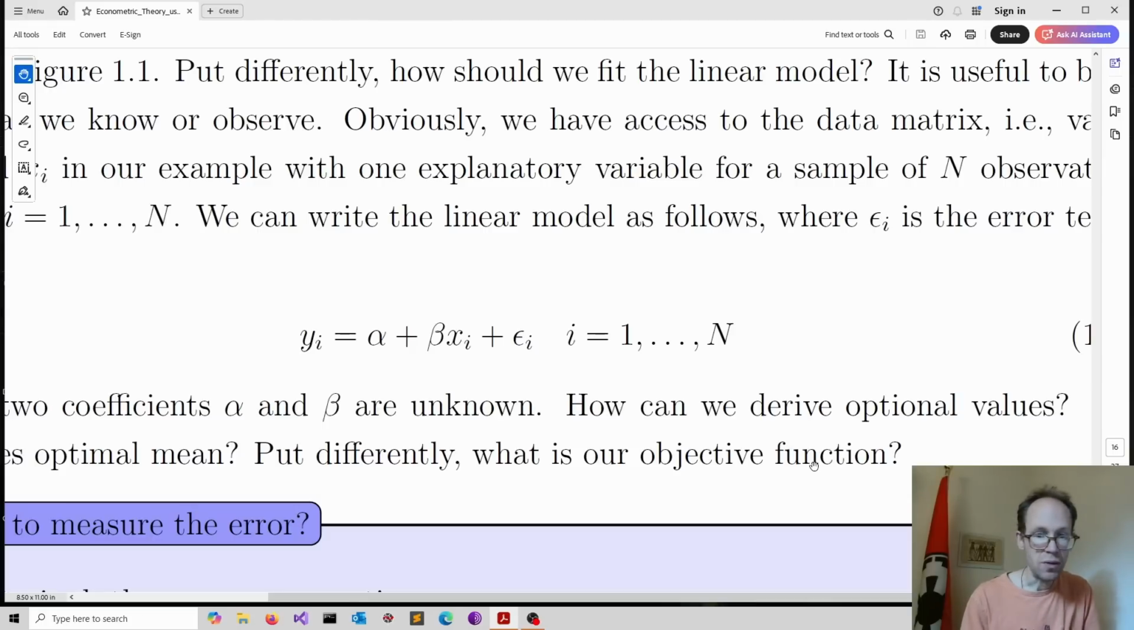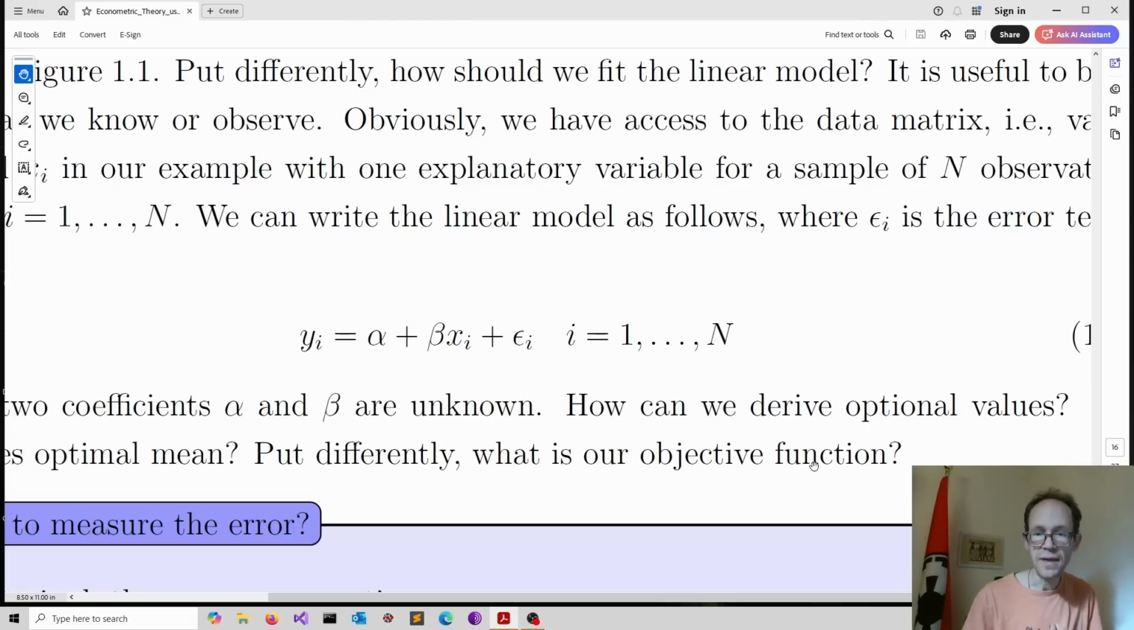For instance, we could focus on the average mistake we make. But in this case, how do we deal with positive and negative values? We might over or understate the dependent variable y. Then we could consider taking the absolute value. We could also focus on the maximum mistake we make. We could also take the squared error, which would penalize large deviations, large mistakes more.